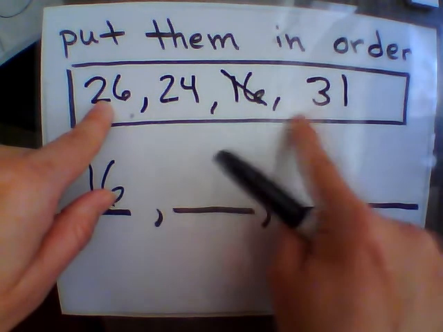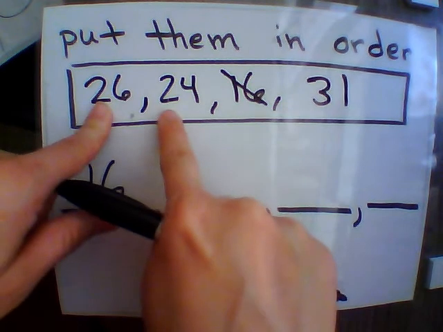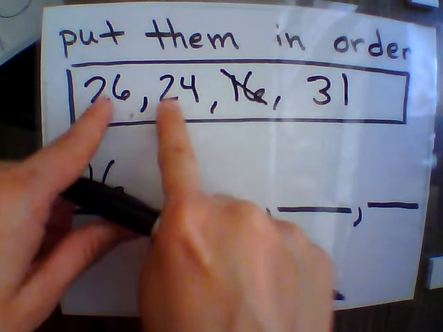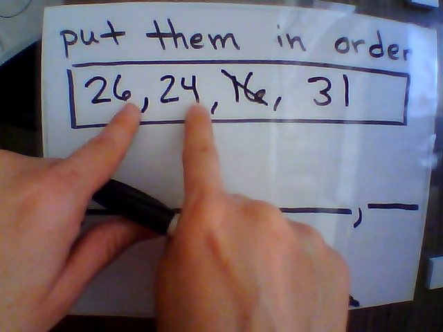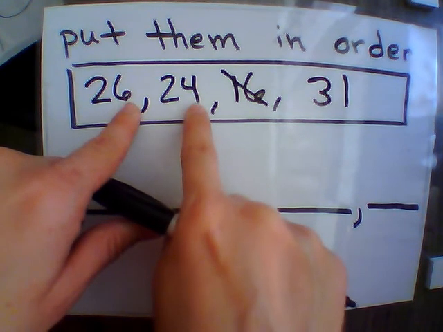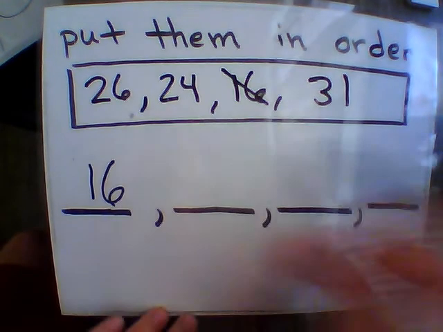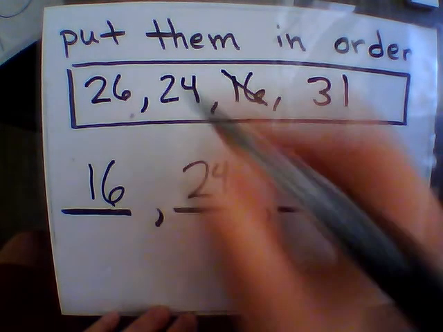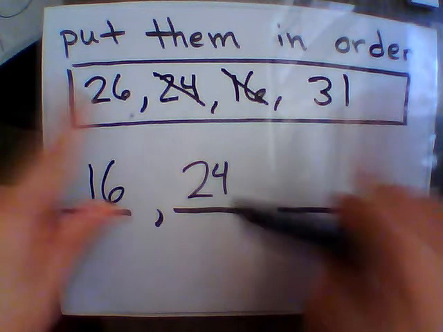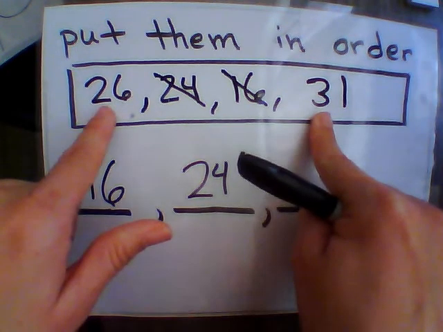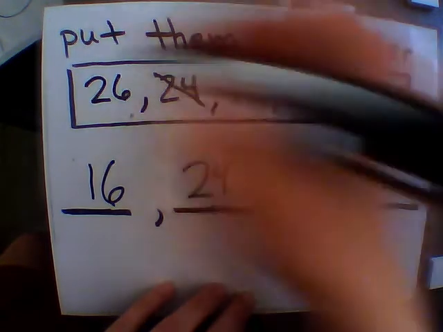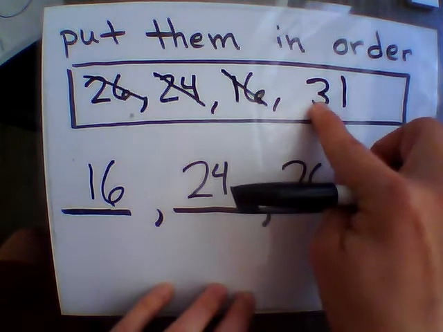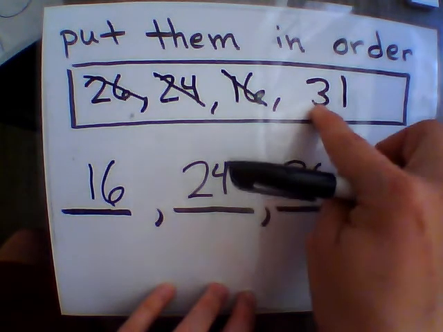And then we are looking at, okay, 26 has 2 tens, 24 has 2 tens, and 31 has 3 tens. So we're not going to worry about the 31. We're going to focus on the ones with the same 2 tens. Then we're going to jump over, and we notice 6 ones in 26, 4 ones in 24. So the 4 ones is smaller. So we're going to be putting 24 first. Then we go back, 2 tens for 26. And then our last number, 31, is the largest number out of these 4.